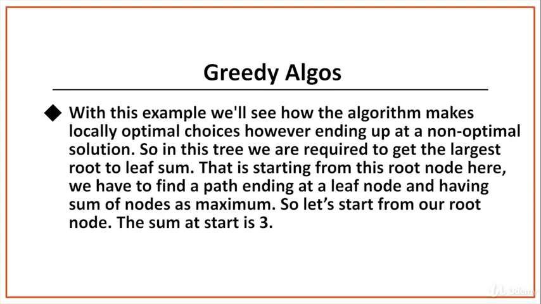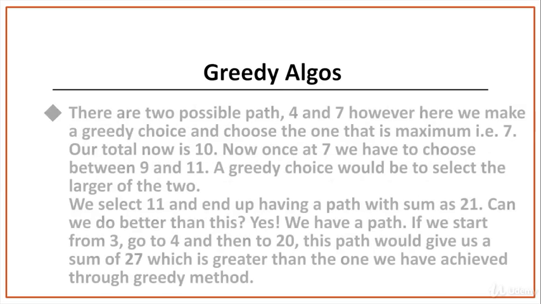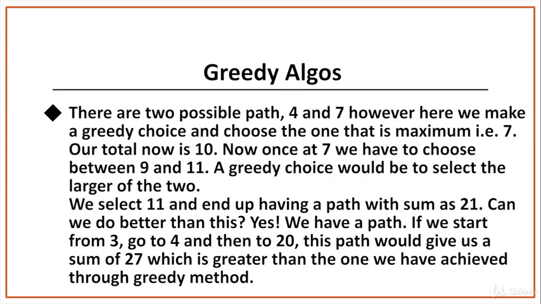With this example, we'll see how the algorithm makes locally optimal choices, however ending up at a non-optimal solution. So, in this tree, we are required to get the largest root to leaf sum. That is, starting from the root node here, we have to find a path ending at a leaf node and having a sum of nodes as maximum. So let's start from our root node. The sum at the start is 3. There are 2 possible paths, 4 and 7. However, here we have to make a greedy choice and choose the one that is maximum. That is 7. Our total is now 10.